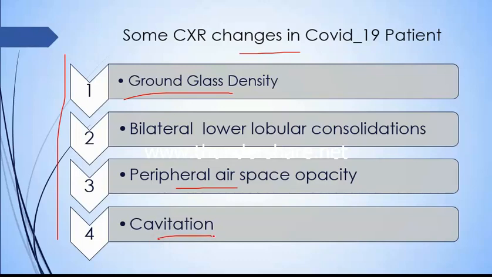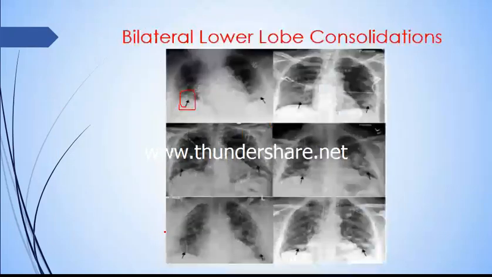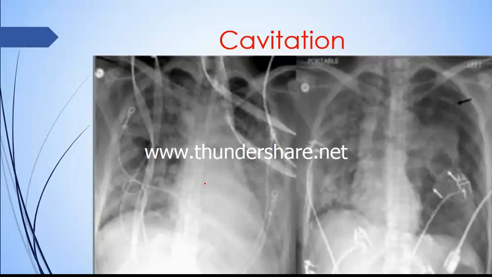And also you can see some air cavitation in the X-ray of COVID-19 patients. This is the last thing that you can see: these abnormal cavities, or air cavitation, formed in the lungs. You can find these cavitations also in the chest X-ray of the patient.